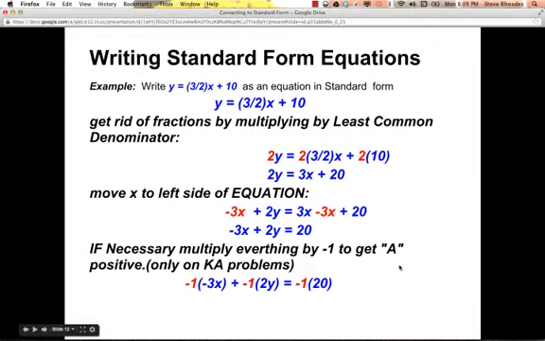So if we take negative 1 times negative 3x, we take negative 1 times 2y, and we take negative 1 times 20, that simplifies to 3x plus negative 2y equals negative 20. And that is written in the standard form of the equation, ax plus by equals c, with a being a positive number. Let's do another example.